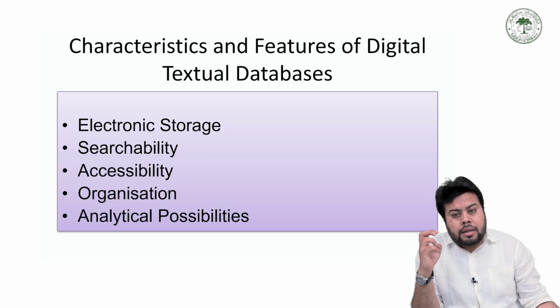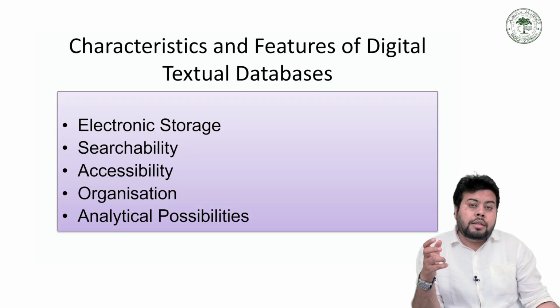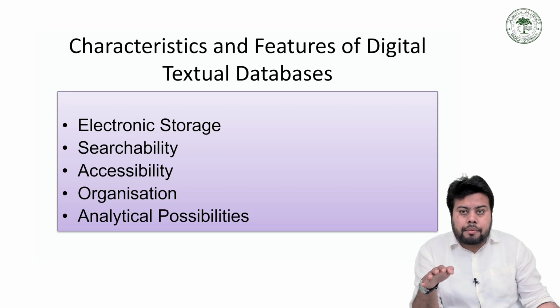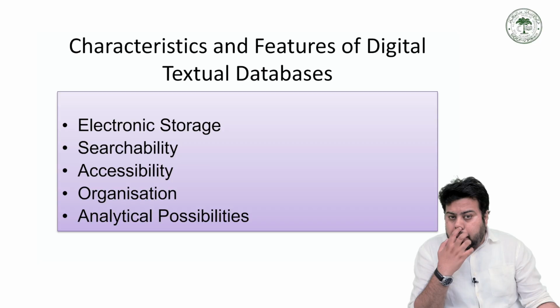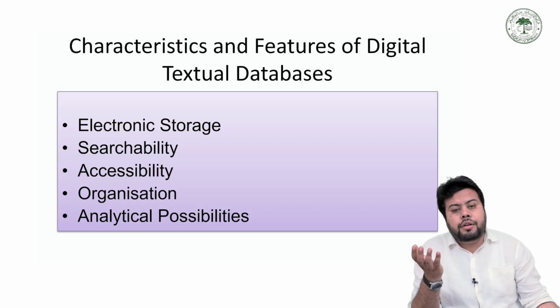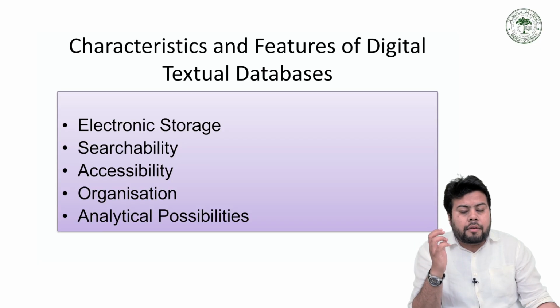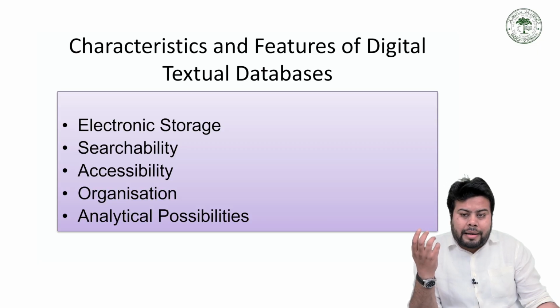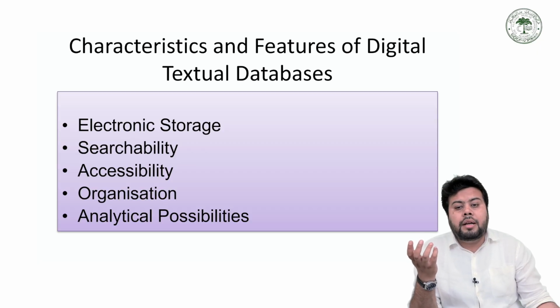This is the characteristic of a digital textual database, that it has electronic storage. I believe OCR is something you got. OCR is simply optical character recognition, where you convert the scanned printed pages into machine readable text and make them searchable. For example, an old 19th century printed book can be scanned, digitized, and stored permanently in a database.